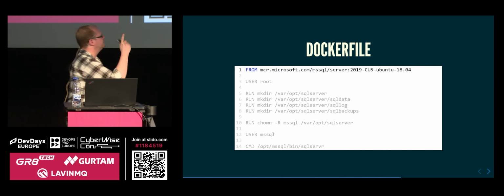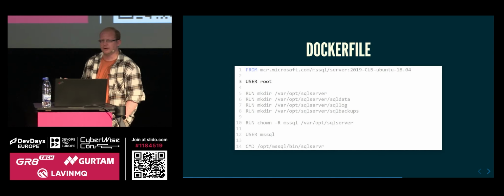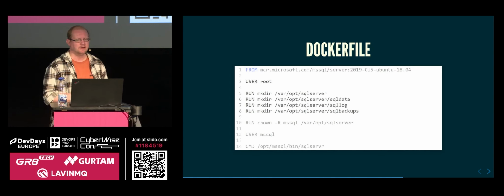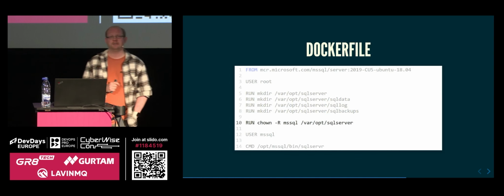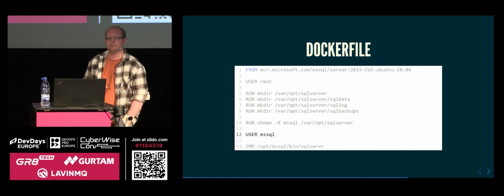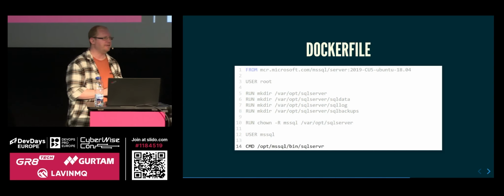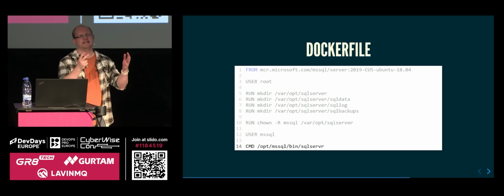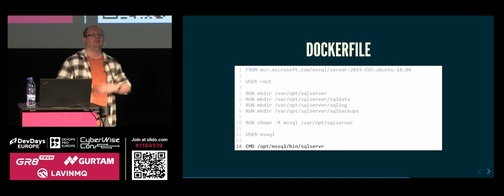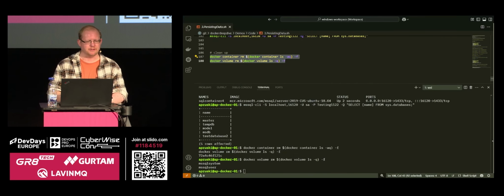We're going to use SQL Server 2019 CU5 based on Ubuntu 18.04. I know it's a little bit out of date. We're going to switch to the root user, make some directories, grant permissions to those directories, switch back to the SQL user, and then spin up SQL Server. Very simple Dockerfile, but it gets us over the problem we just had where we had to spin up a container, then grant permissions, and then we could create our databases. So let's go ahead and build a custom image.